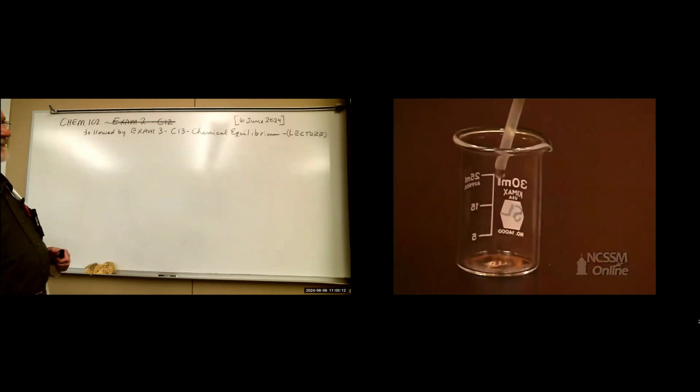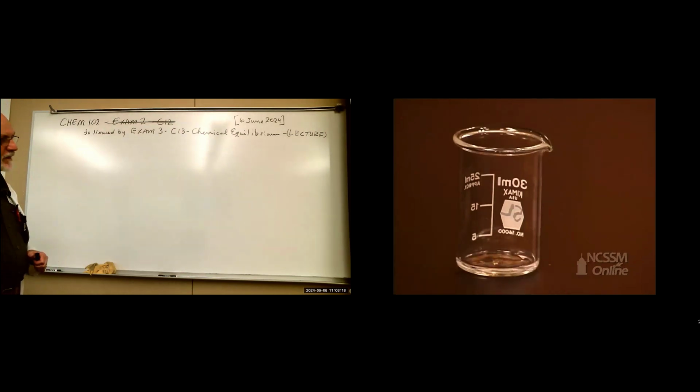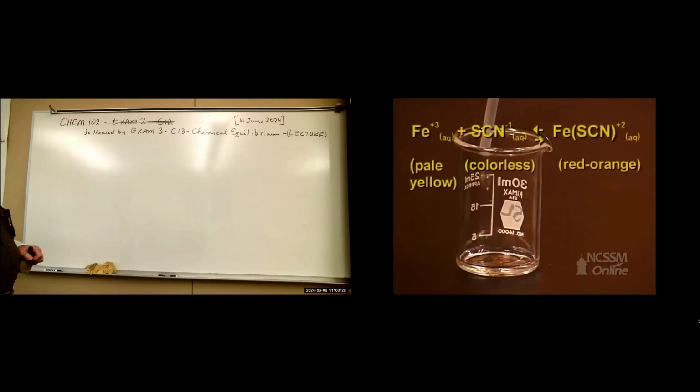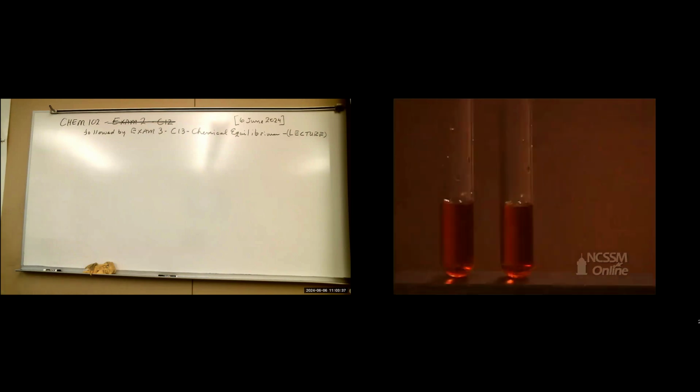In the reaction between iron plus 3 ion and thiocyanate ion, if we add some iron plus 3 in the form of iron 3 nitrate, and to the iron 3 nitrate add some potassium thiocyanate, the two react to form a reddish orange complex ion. We fill 2 test tubes with the reaction mixture.